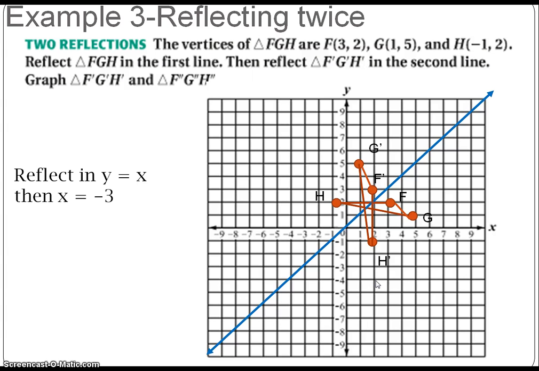So now we're going to reflect it over x equals -3, which is a line that goes up and down just like this. And we're going to go the perpendicular, which is the exact opposite in this direction here. So again, I'm going to count over 1, 2, 3, 4 for G, 5 for F, and 5 for H, and then go the exact opposite on the other side. So 5 for F, 4 for G, and 5 for H. And I'm going to label these as F double prime, G double prime, and H double prime. And that would be your final image.